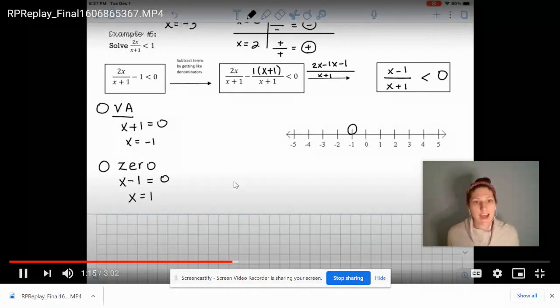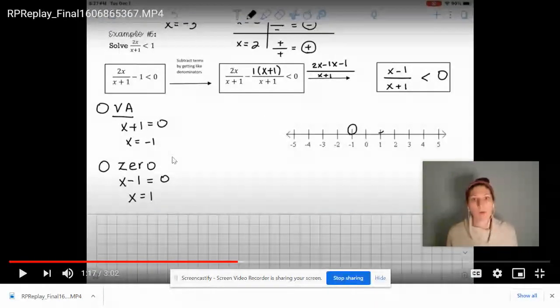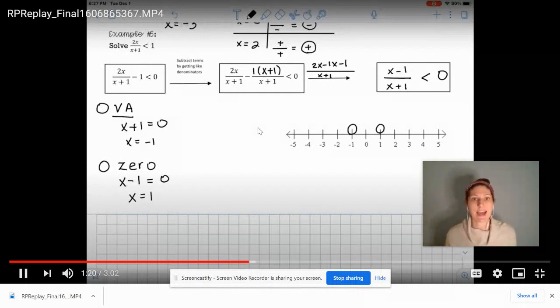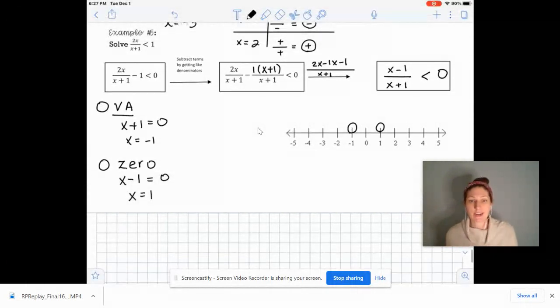And so the x-intercepts or the zeros, you look at the inequality symbol and that's how you tell if it's going to be open or closed. Because this is just less than, you'd have an open circle. But if this was less than or equal to, then this would be closed. So at 1, I'll plot that open circle, and now it's time to test. I have 3 sections to test.